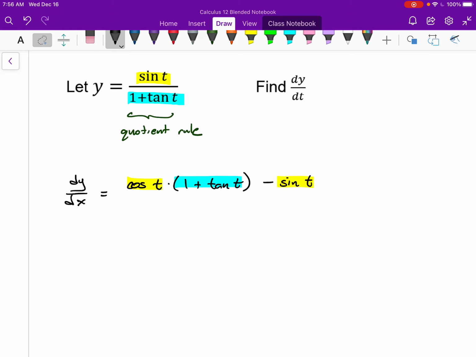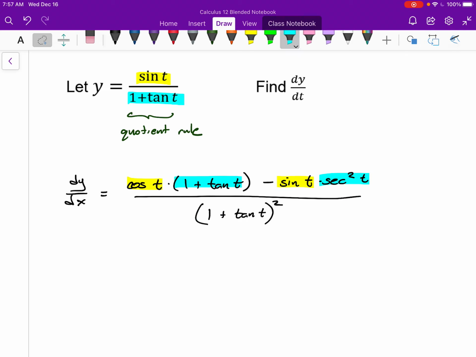The derivative of the denominator: the derivative of 1 is just 0. The derivative of tan t is secant squared t. And all this is divided by the denominator squared.